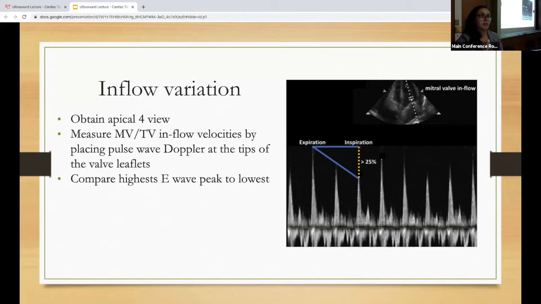I tried to find some research on the sensitivity or specificity of this finding, and I didn't find a lot, but this is just another adjunct finding that you can use when looking for cardiac tamponade.